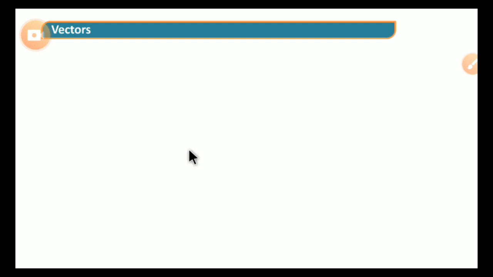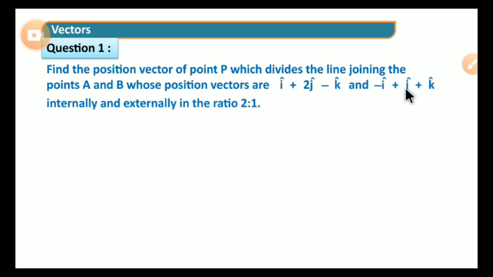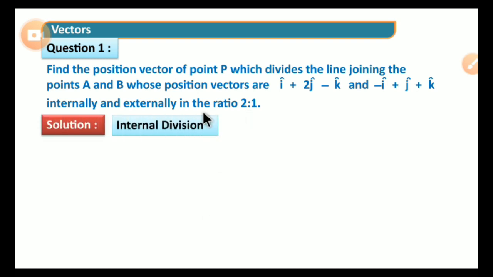Students, now we will go to solve some examples. Question number 1. Find the position vector of the point P which divides the line joining the points A and B, whose position vectors are i plus 2j minus k and minus i plus j plus k, internally and externally in the ratio 2:1. Now we will go for the solution. The first one is internal division, later we will go for external division.